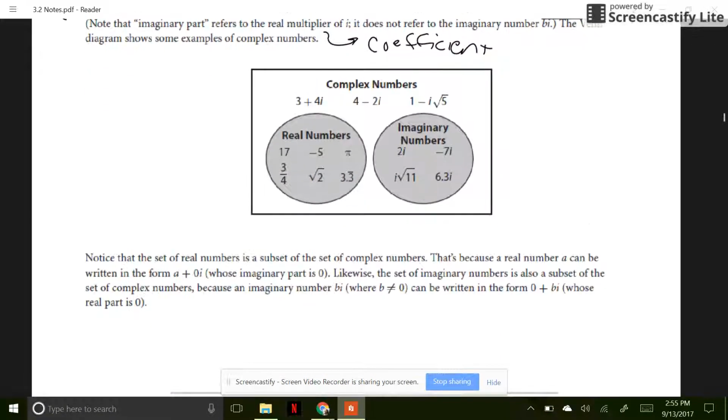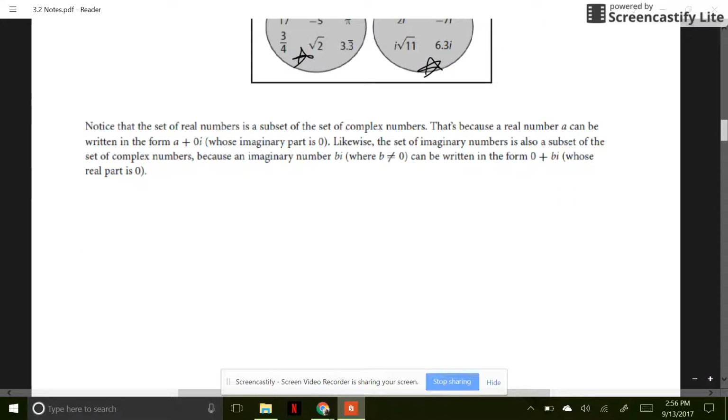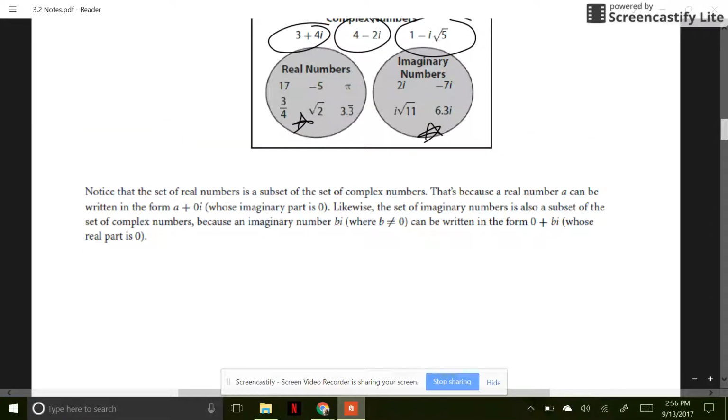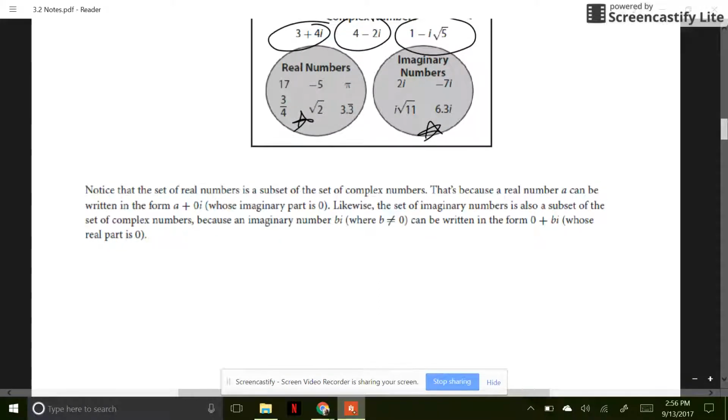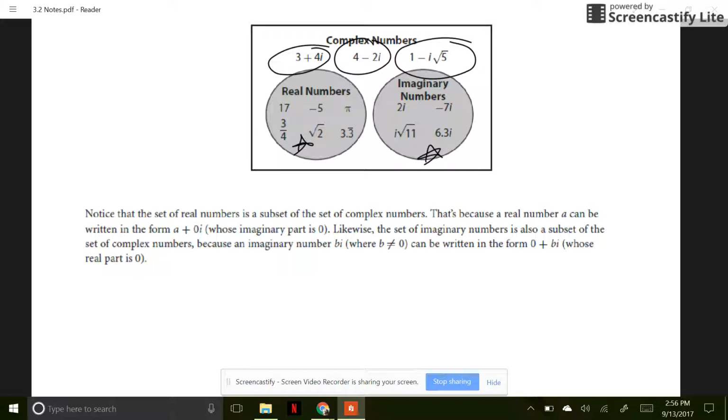Here you can see a Venn diagram of what this means. Real numbers are numbers that are just a number. Imaginary numbers have the i with it. And complex is when we're adding or subtracting them together. Notice that the set of real numbers is a subset of the set of complex numbers. Real numbers are included as complex numbers, because a real number a can be written in the form a plus 0i, whose imaginary part is 0. Likewise, the set of imaginary numbers is also a subset of the complex numbers, because an imaginary number bi can be written in the form 0 plus bi. So if something is a real number, it has to be real and complex.